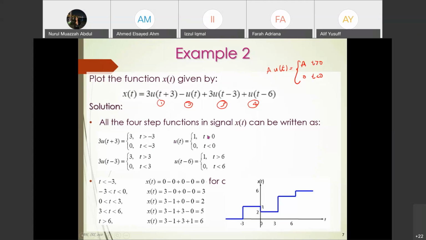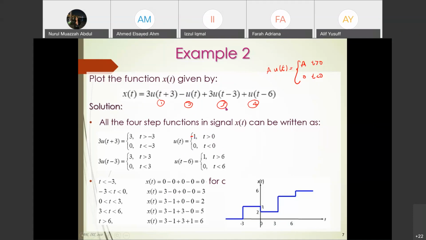For part 2, the second step function here, I prefer to take into account straight away this negative operation. Actually, you don't have to put it here, you can use it when you perform the operation, but I prefer to put it here. So I will change this to negative 1. Why negative? Because there is a negative here: negative 1 minus u t, so the amplitude should be negative 1. You can change it in your notes. It is negative 1 when t is bigger than 0, and 0 when t is less than 0. So this is for number 2.